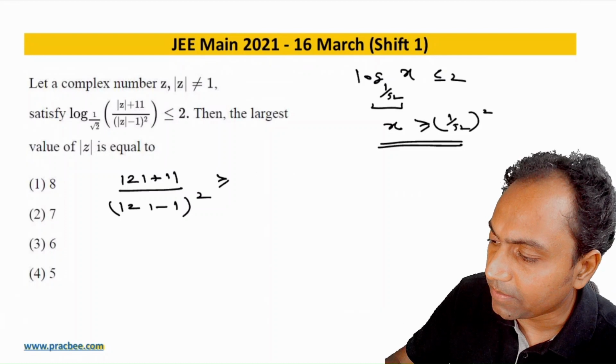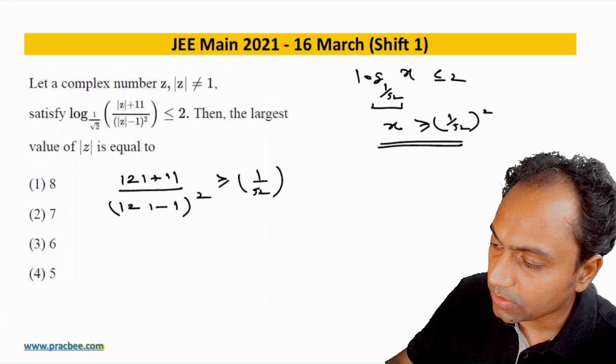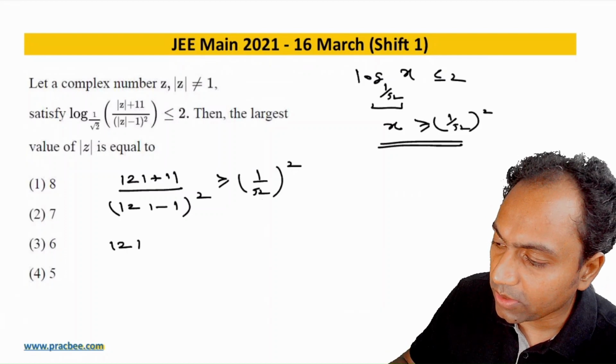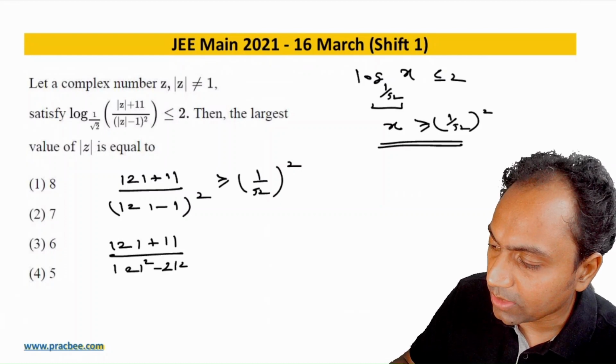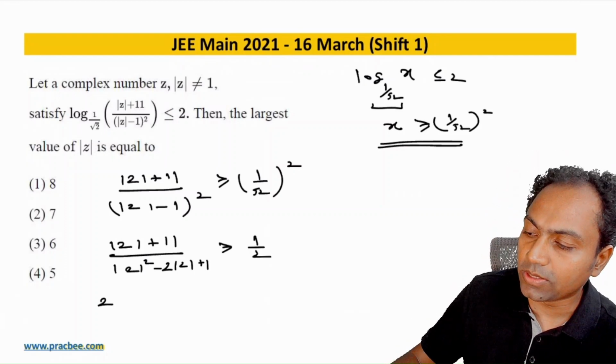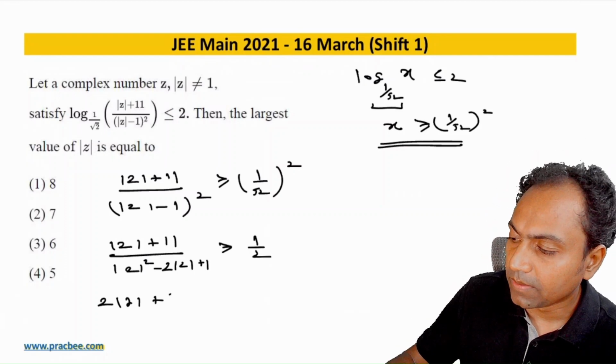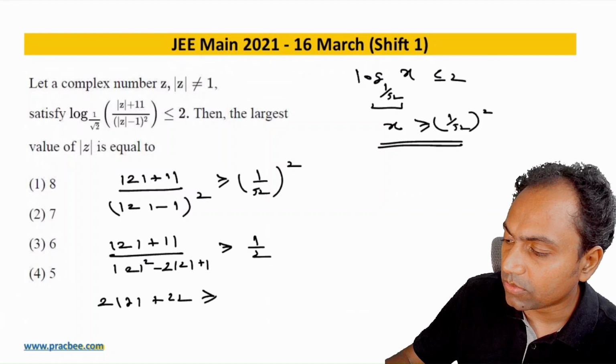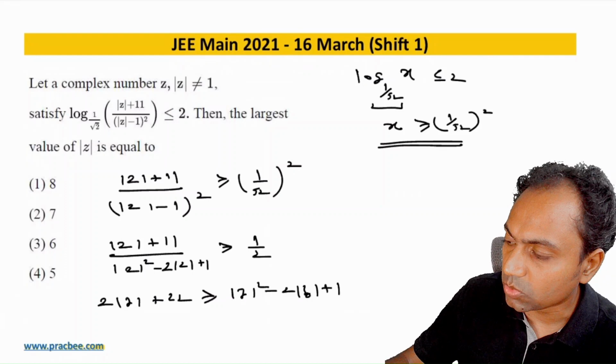This sign will get flipped. It is (1/√2)². So this becomes (|z|+1)/(|z|²−2|z|+1) greater than 1/2. If I take 2 on the other side, 2 times (|z|+2) is greater than or equal to |z|² − 2|z| + 1.